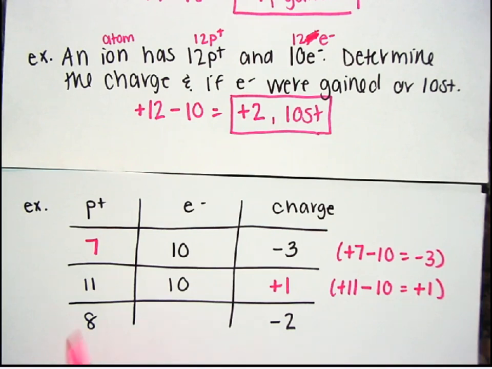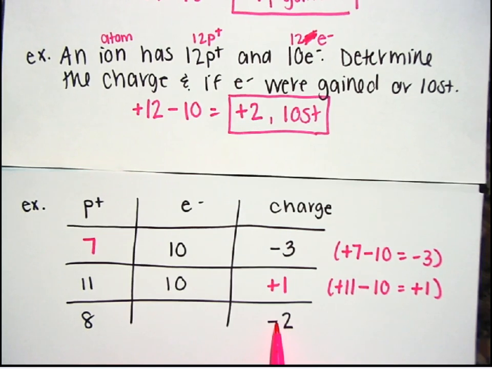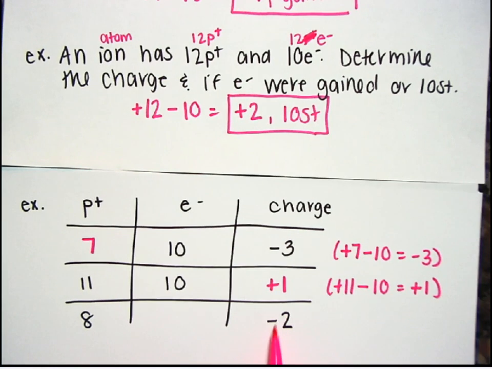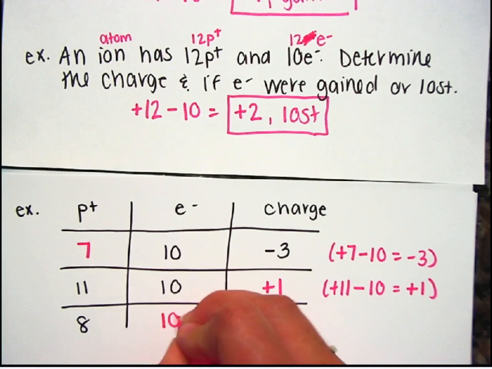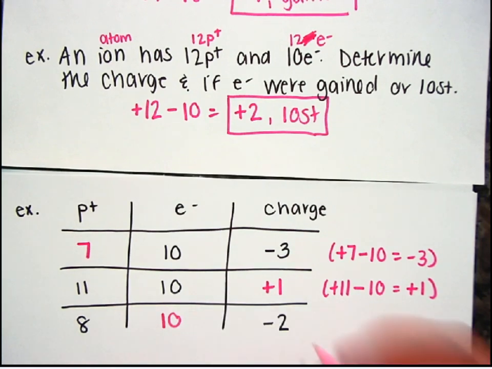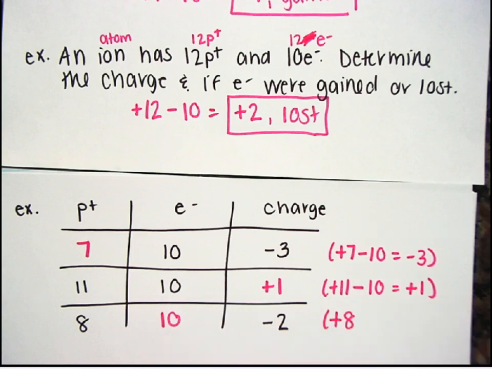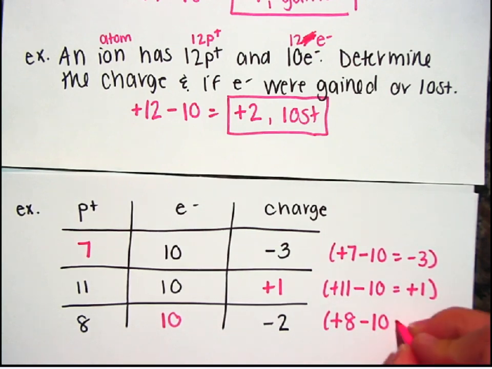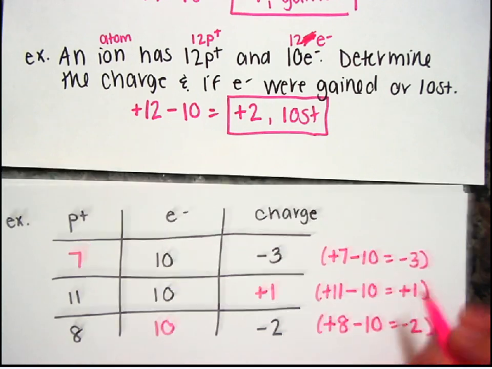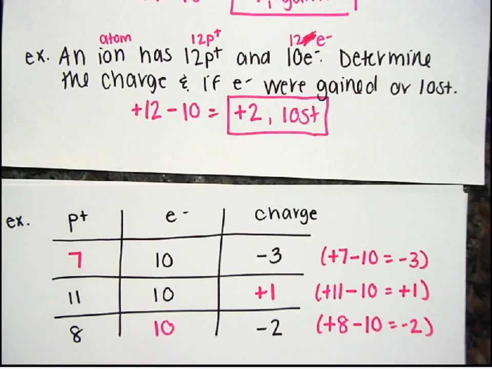Last one. I have 8 protons. My charge is negative 2. That means I have 2 more negatives. So I would have 10 electrons. Let's check our work. 8 protons, meaning I have 8 positives. 10 electrons, that gives me 10 negatives. 8 positives, 10 negatives, gets me to that net charge of negative 2.